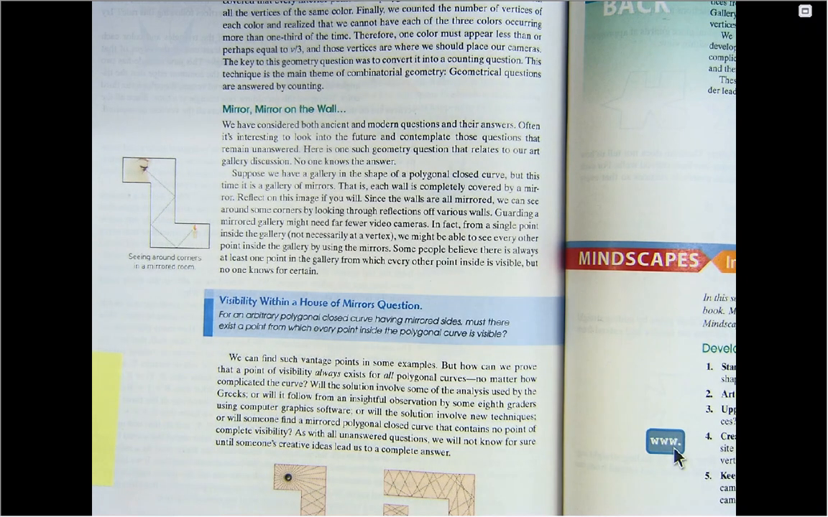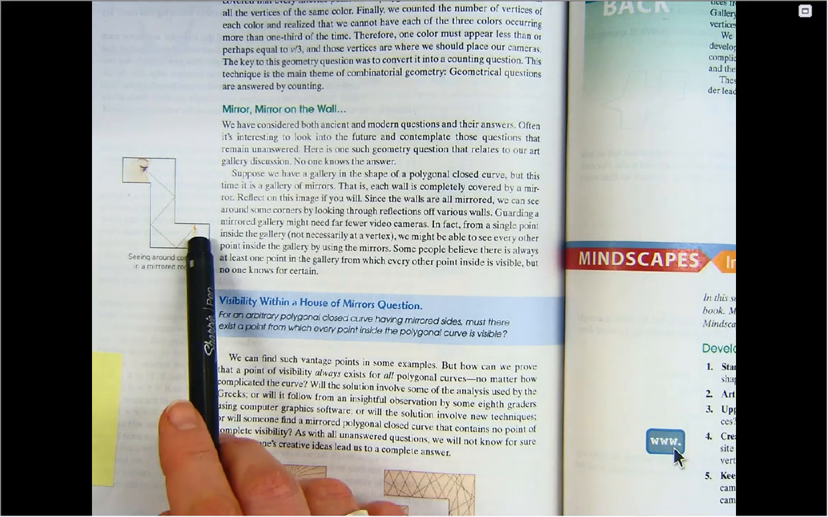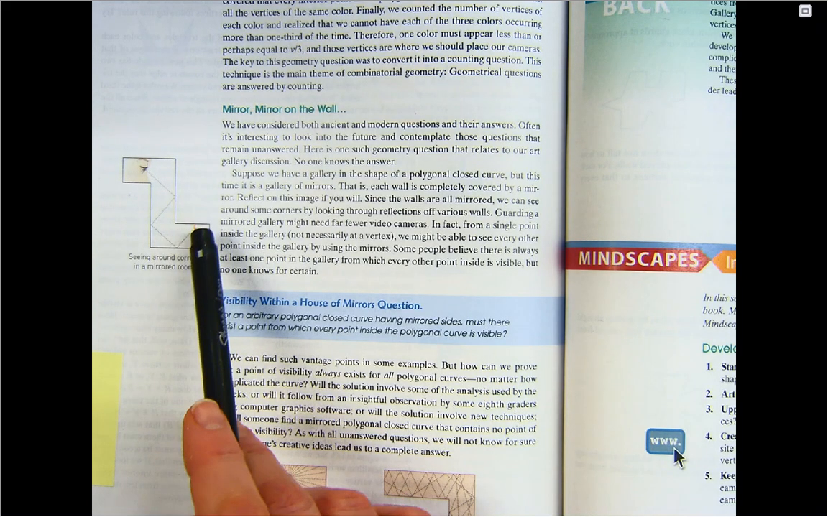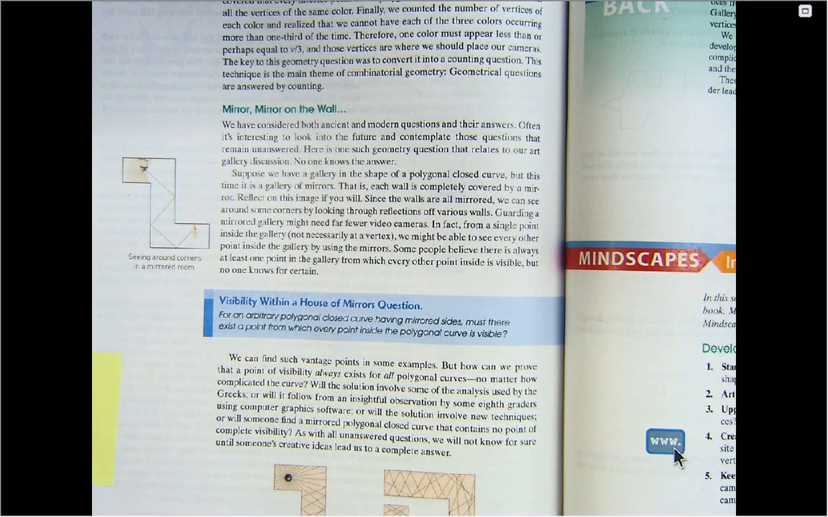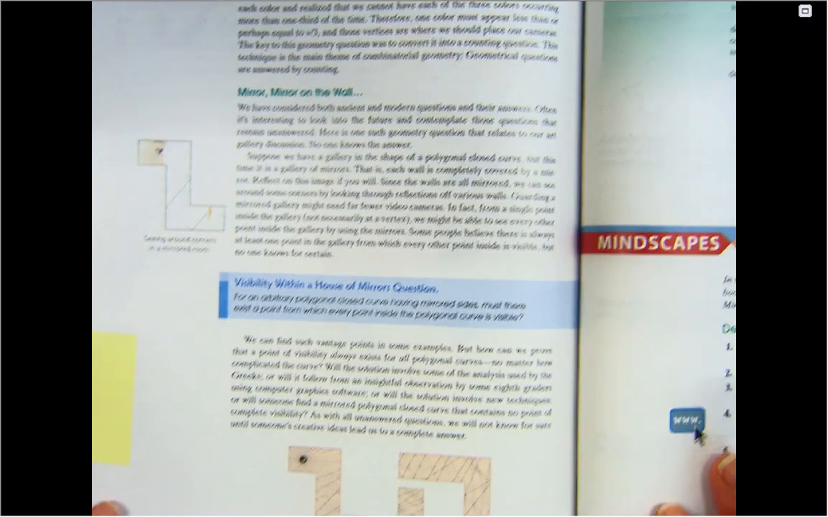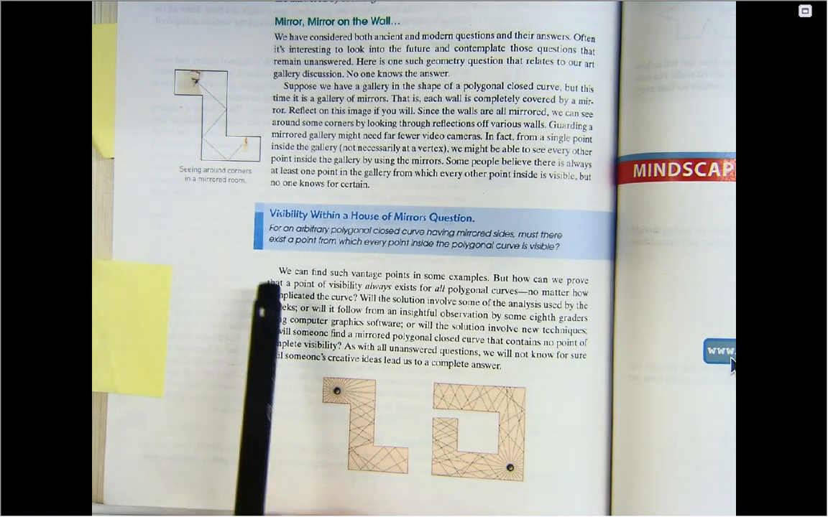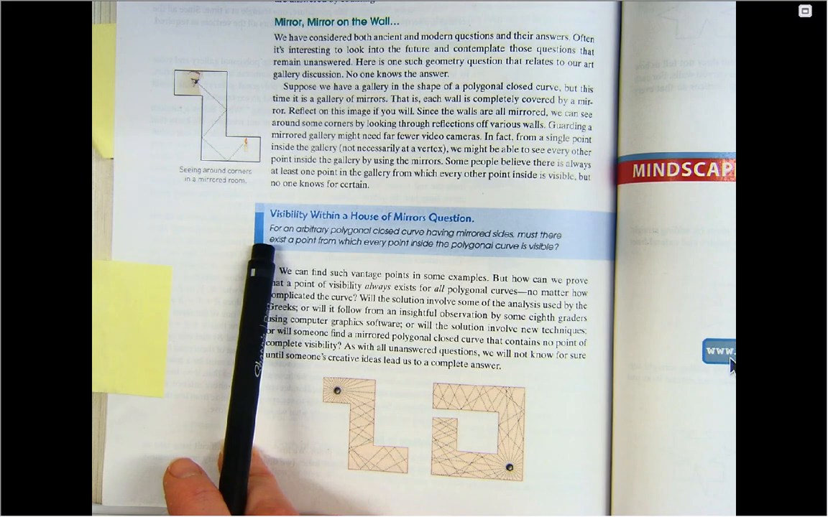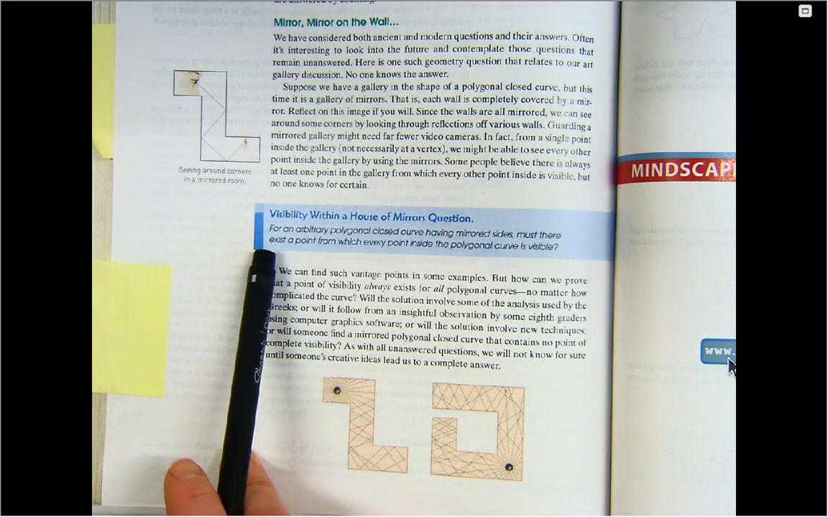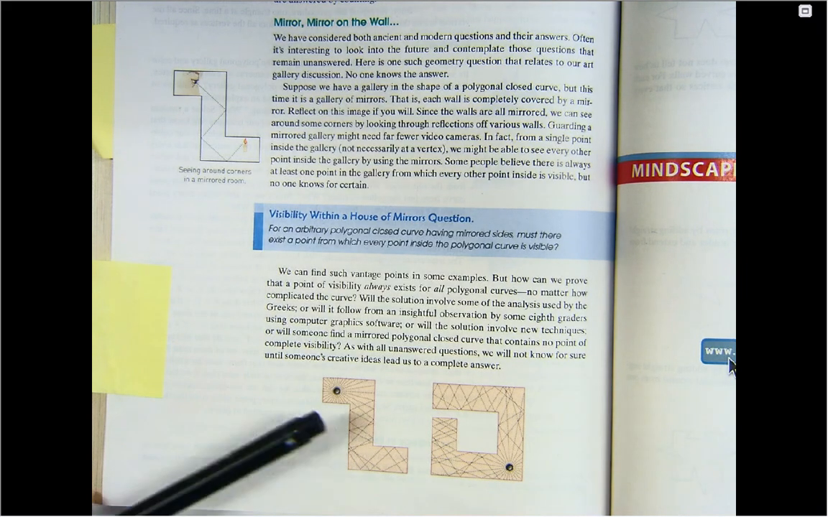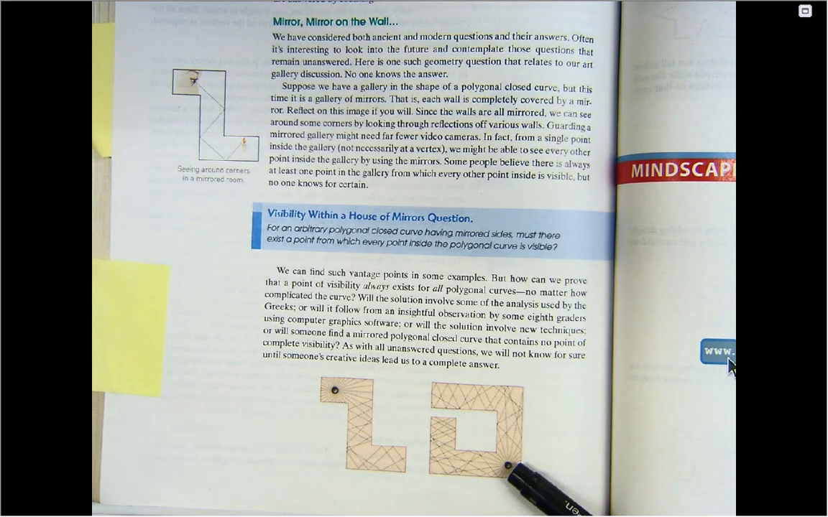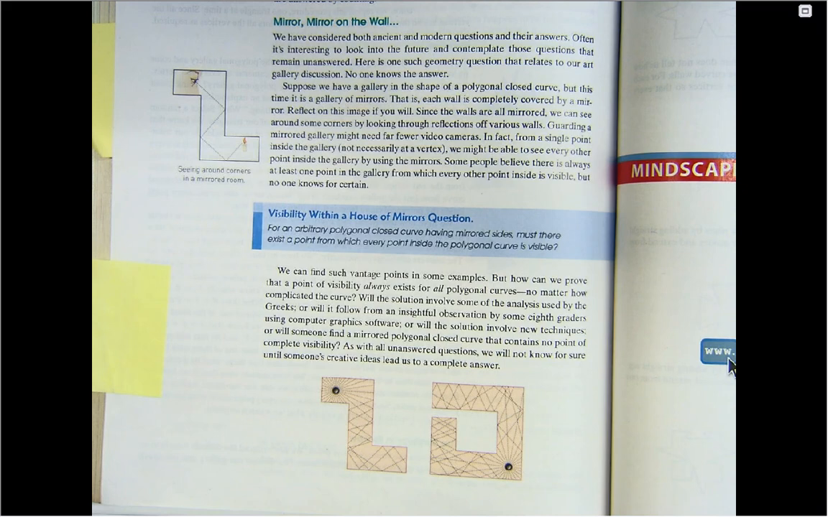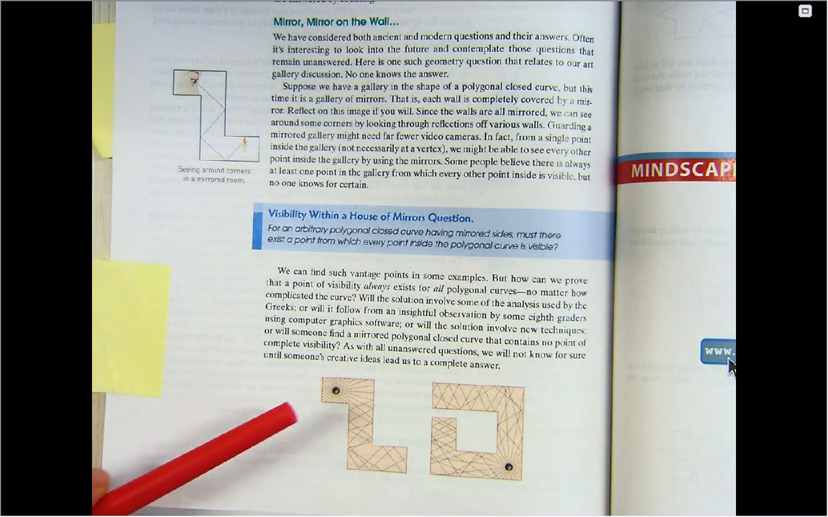Well, this brings up the question, how many security guards do you need to be present if you have a mirrored gallery? And so that's this blue box. This blue box asks the question, visibility within a house of mirrors. For an arbitrary polygonal closed curve having mirrored sides, must there exist a point from which every point inside the polygon curve is visible? So we see some examples here of polygonal closed curves where every single point is visible from the point where the eyeball is drawn. Well, I guess that's supposed to be a camera.